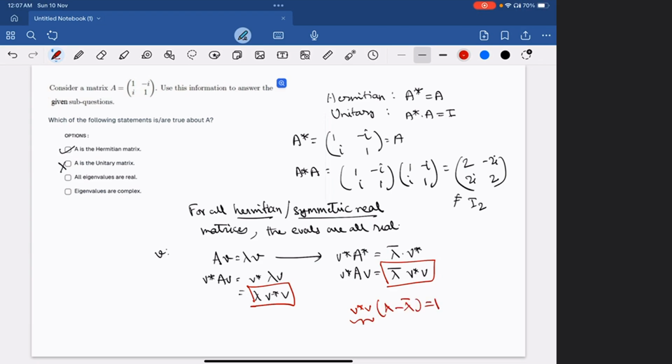Now since V star V is non-zero, because V is a non-zero vector, we can say that lambda is equal to lambda conjugate. So a complex number equal to its conjugate just means that lambda is a real number, right? So we can say that all the eigenvalues are real. Eigenvalues are complex? This is not true. We just showed that all eigenvalues are real.